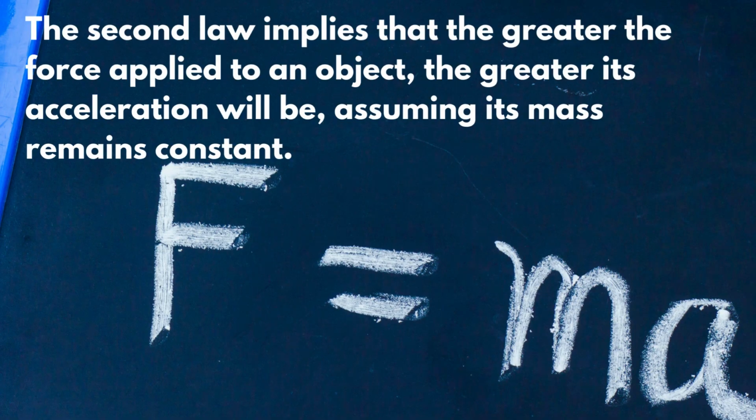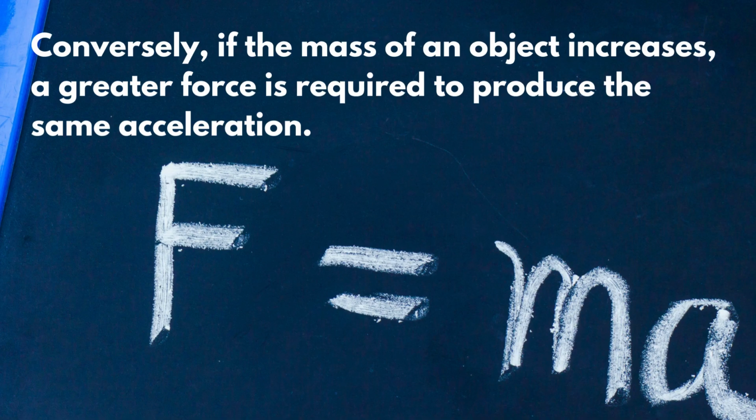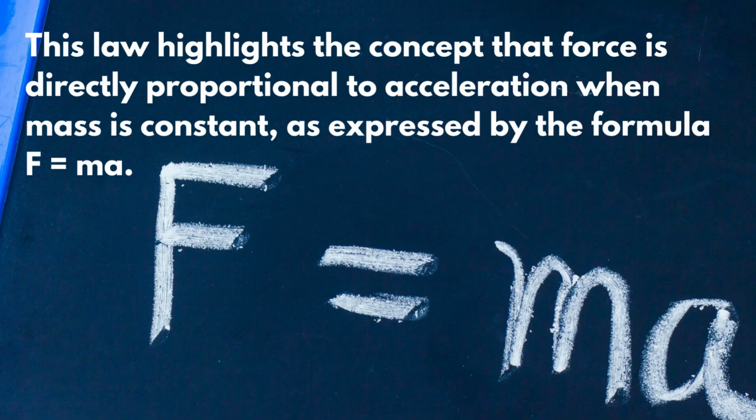The second law implies that the greater the force applied to an object, the greater its acceleration will be, assuming its mass remains constant. Conversely, if the mass of an object increases, a greater force is required to produce the same acceleration. This law highlights the concept that force is directly proportional to acceleration when mass is constant, as expressed by the formula F equals ma.